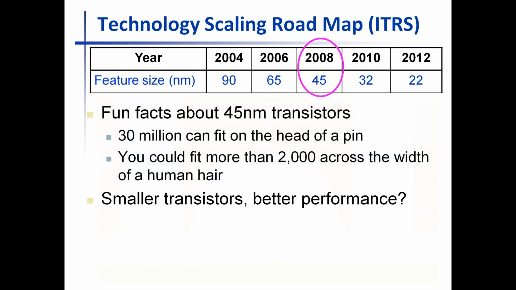Okay, so with these improvements to the semiconductor manufacturing process, the lithography process, we can get smaller transistors, right? We were able to make smaller transistors and therefore have more transistors on the same chip as we kept improving the technology. So what does that mean? Does that mean better performance?